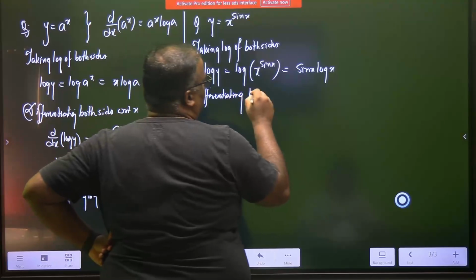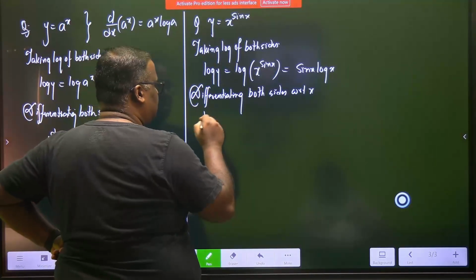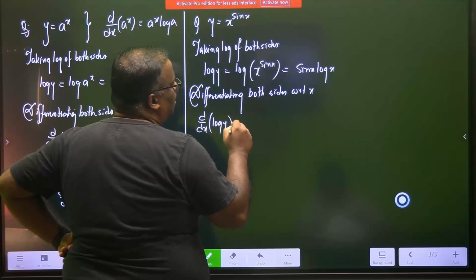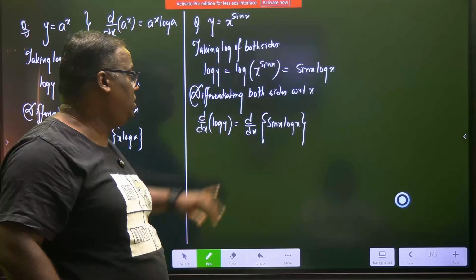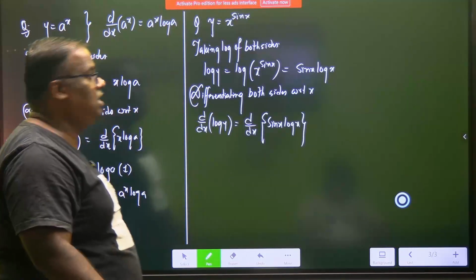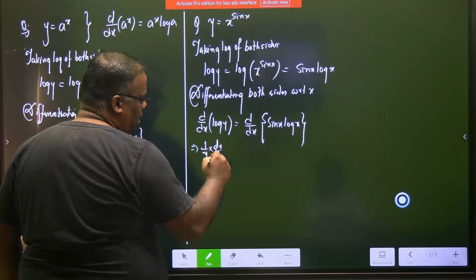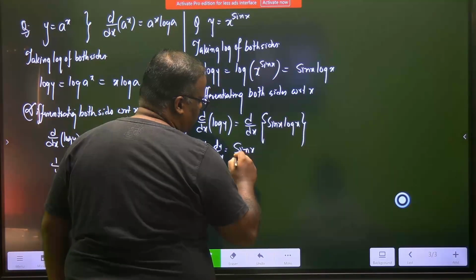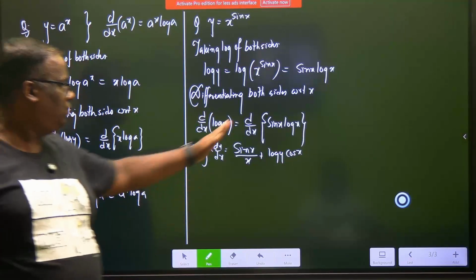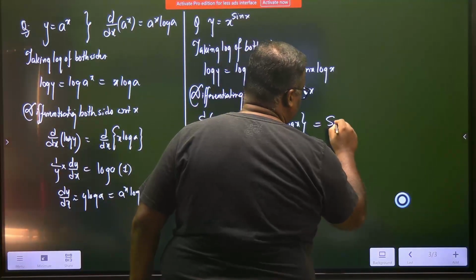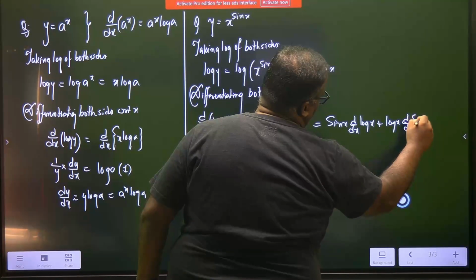Differentiating both sides with respect to x, I write d/dx of log y is equal to d/dx of sine x log x. Now mind you, these are two functions, trigonometric multiplied with logarithmic. So our product rule will be applicable, which is d/dx of u(x)v(x). So this side let us solve first. d/dy of log y, 1 by y into dy by dx. And here first function into differentiation of second function, which is 1 by x, plus second function into differentiation of first function, which is cos x. This can also be written as sine x d/dx of log x plus log x into d/dx of sine x.